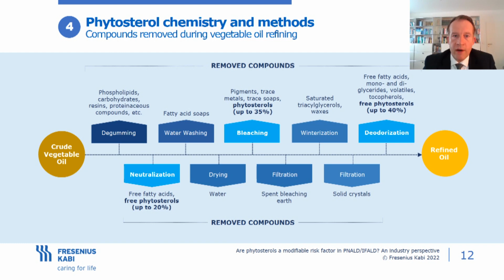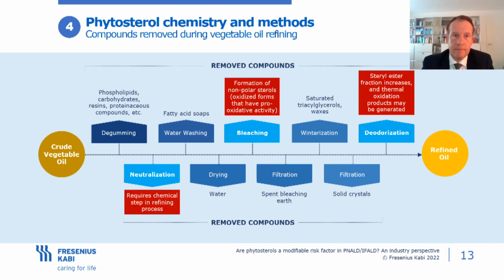The overall phytosterol reduction varies and depends on the processing conditions used in the various stages. However, it needs to be considered that neutralization requires a chemical step in the refining process. During the bleaching step, the oil is heated and treated with acid-activated bleaching earth, which is linked to the formation of nonpolar sterols with pro-oxidative activity.